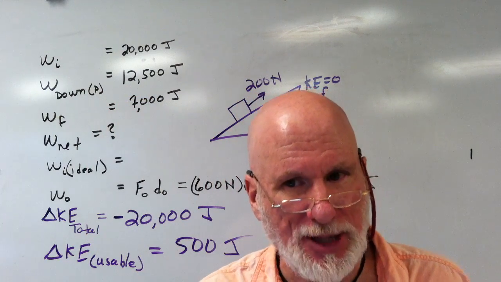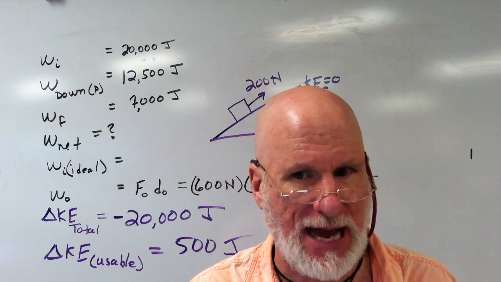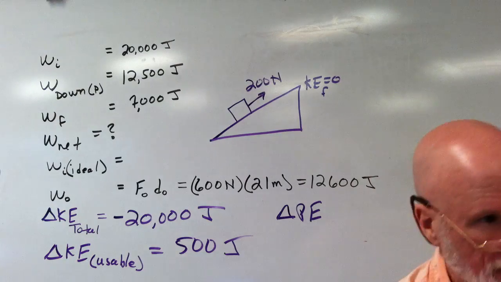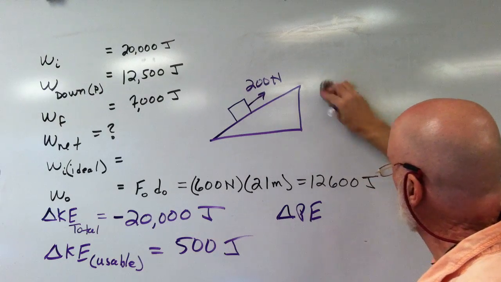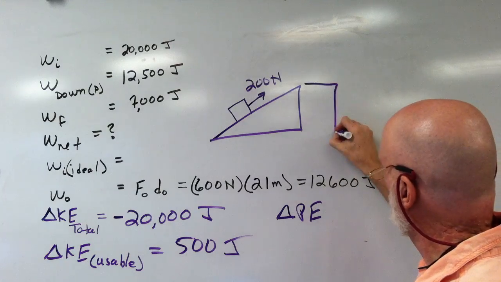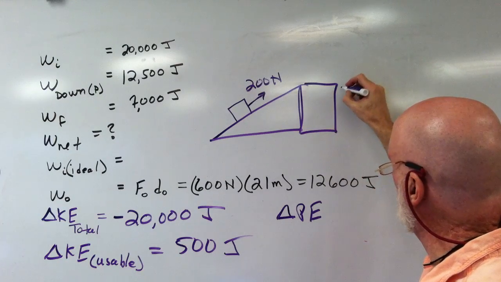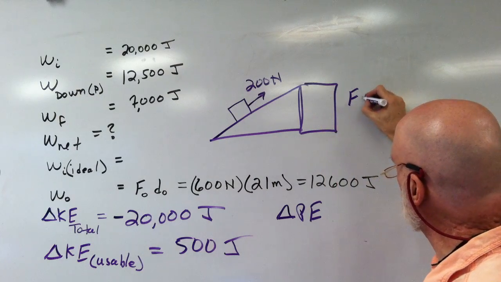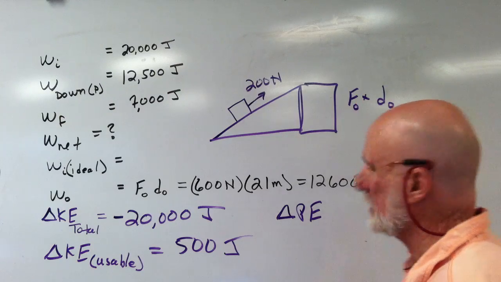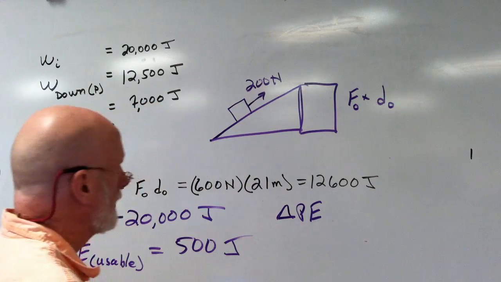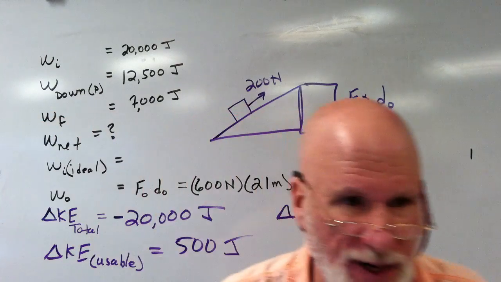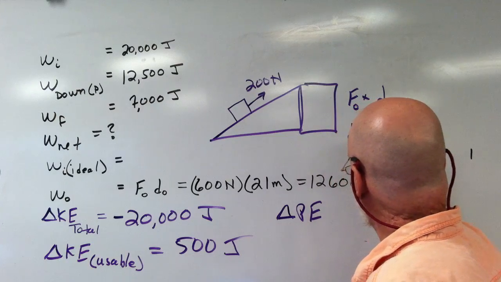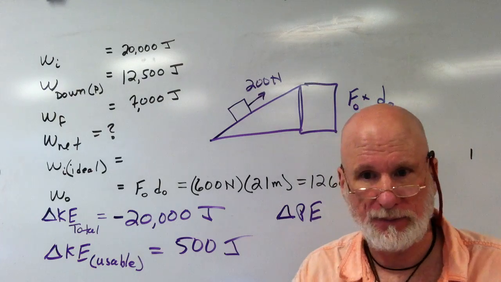But what was the change in potential energy? In other words, how much potential energy did this skier have at the top of the hill? Isn't it going to be right here? Can I erase this here? Isn't that going to be force times distance? Isn't it? So what is 600 times 21? Isn't the distance 21 meters?